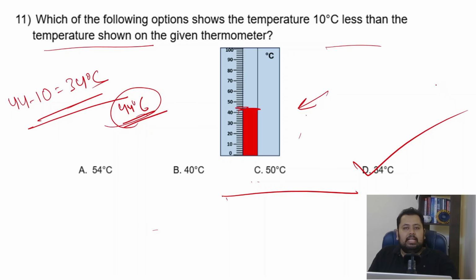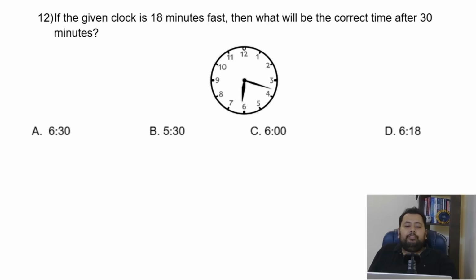I hope you got this one correct as well. If you did, give yourself a star. And now we move to question number 12. If the given clock is 18 minutes fast, right? This clock is 18 minutes fast. Then what will be the correct time after 30 minutes?